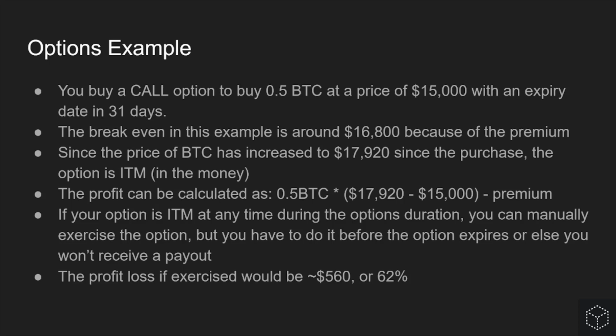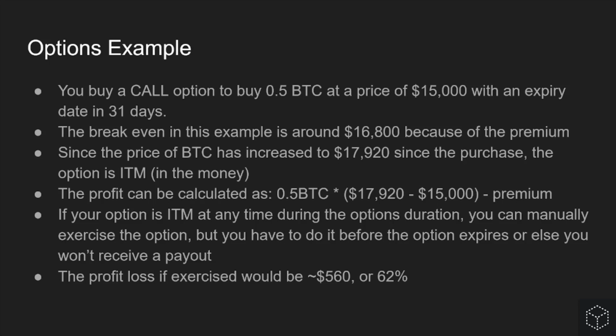So in this case, this call option is in the money. So then your profit could be calculated as however much Bitcoin you bought, so 0.5 BTC in this example, multiplied by the spot rate, so 17,920, minus the strike price, and minus the premium. So again, you can exercise this option anytime the spot rate is greater than the strike price in a call option. And it would be inverse for a put option.